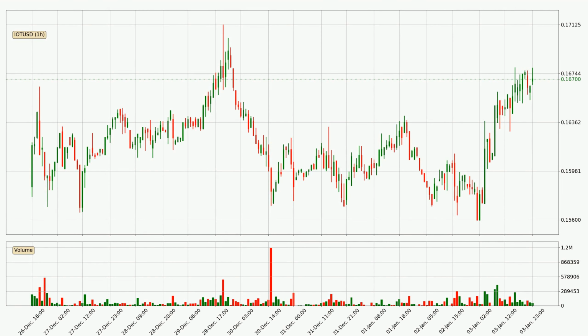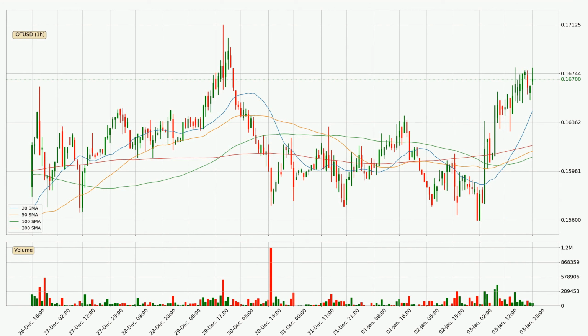Looking at the IOTA hourly time frame, the price moved quickly to the upside with around 5.7% in the last 24 hours, with a current price of 16.7 cents. We can see that the buyers are taking over because the volume was also high, showing that this move was strong. Moving to the hourly simple moving averages, the price broke the 20 SMA to the upside decisively with higher than average volume, which is a strong signal.